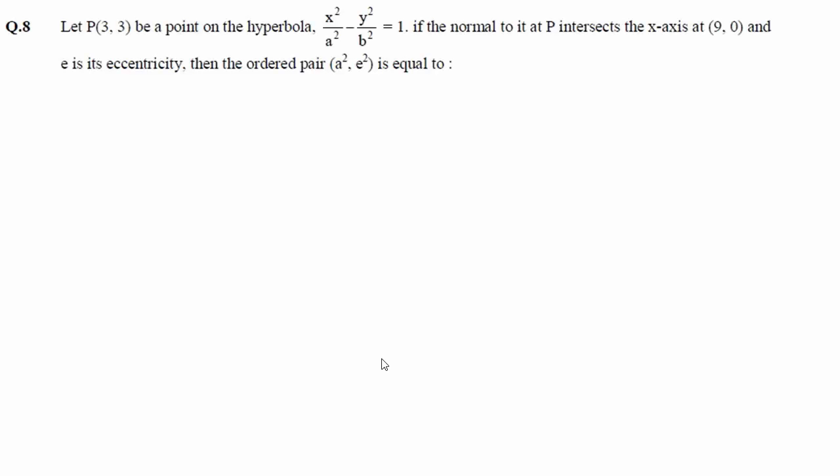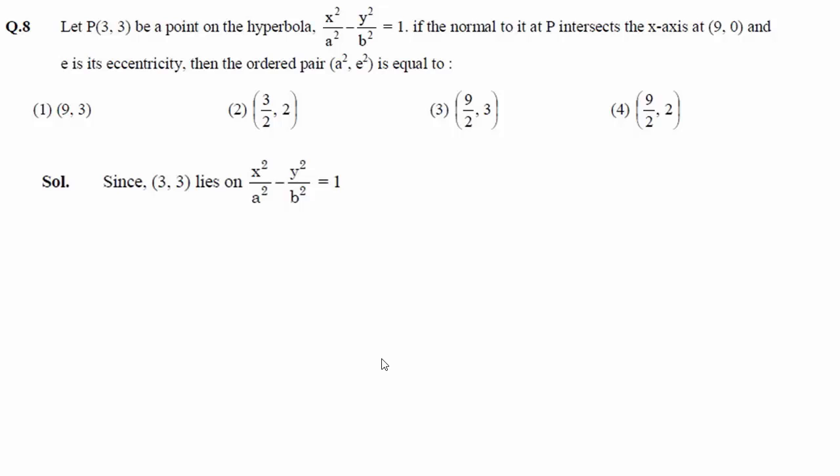Question 8. Let P(3, 3) be a point on the hyperbola x squared by a squared minus y squared by b squared equals 1. If the normal to it at P intersects the x-axis at (9, 0) and e is its eccentricity, then the ordered pair (a squared, e squared) is equal to. Options: ordered pair (9, 3), (3/2, 2), (9/2, 3), and (9/2, 2).